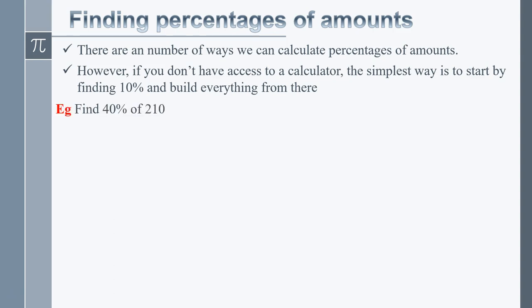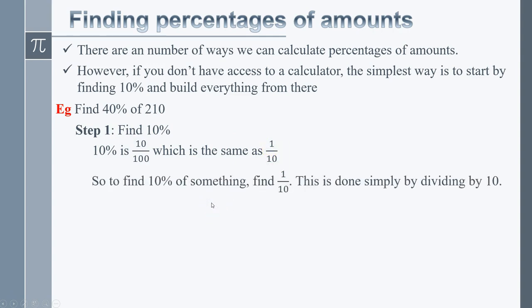The question says find 40% of 210. So what I'm going to do first of all is, rather than find 40% straight away, I'm going to find out what 10% is. And 10% is a nice easy one to use because if we wrote it as a fraction, there it is, 10 over 100, and 10 over 100 cancels down to 1 over 10. So what we're saying is 10% is 1 over 10, it's a tenth, so we can find 10% simply by doing a divide by 10.